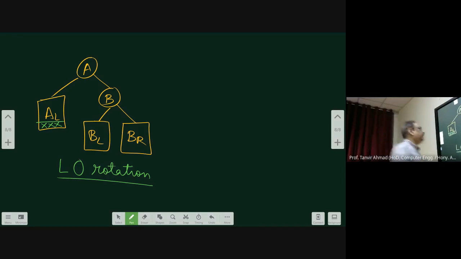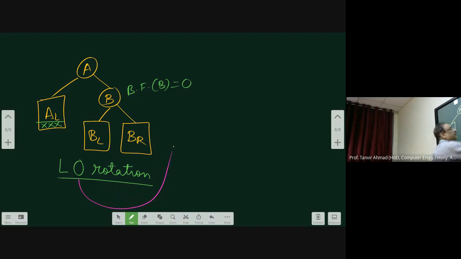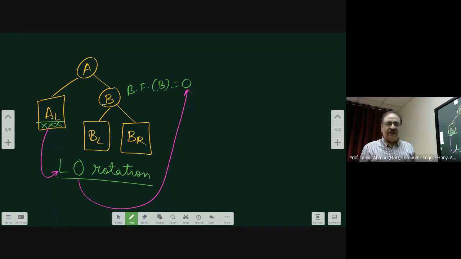Because the balance factor of B is equal to 0. Therefore, this 0 indicates what I am trying to say. This 0 indicates this, and this deletion indicates that this is L, because we are deleting on the left side. Now, why do I say left? Because the balance factor of A has now changed.